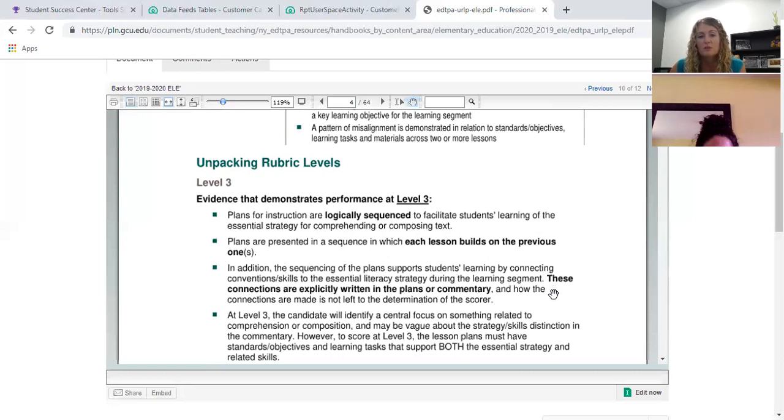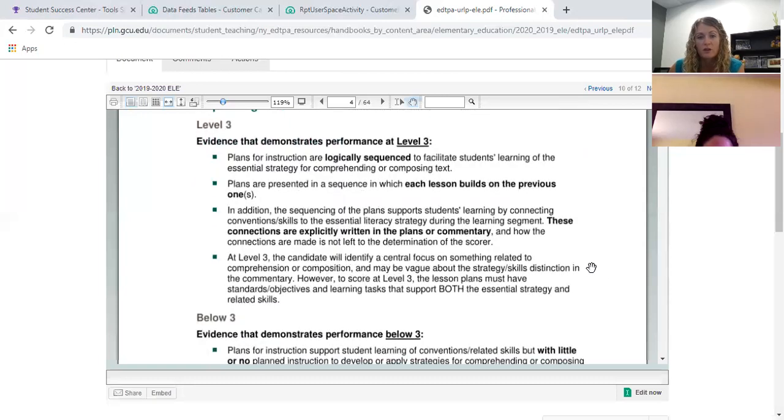These connections are explicitly written in the plans or the commentary, and how the connections are made is not left to the determination of the scorer. Remember, we talked about when you're writing these commentary pieces to be very explicit about what you're doing and not to leave any guessing to the scorer. Make sure it's very clear that you're meeting all the expectations.